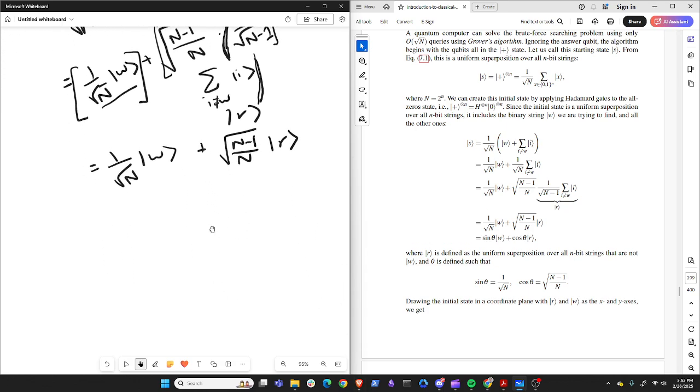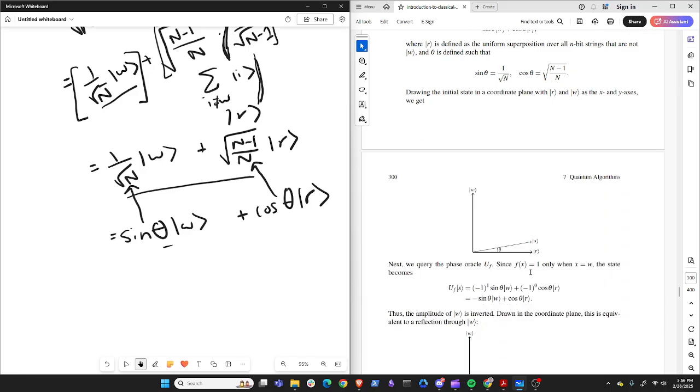Now they're going to bring in some angles. Oh, goody. So we can bring in some trigonometry to help solve this. We rewrite this form; well, it's not the final form because we have to rewrite it. The final form is written as sine of theta state W plus cosine of theta state R, where theta is selected such that these equal these original probabilities here. Then they do a little graphing. Always love to see a little bit of graphing.